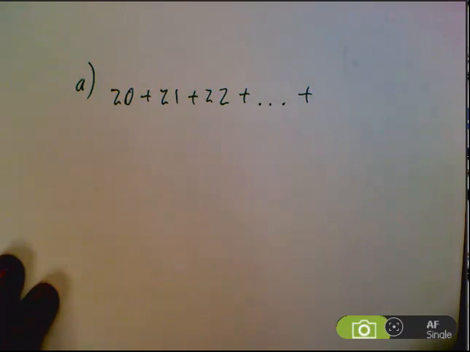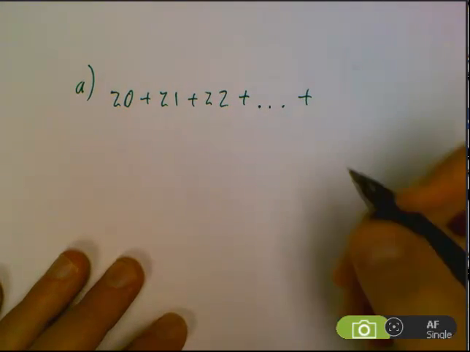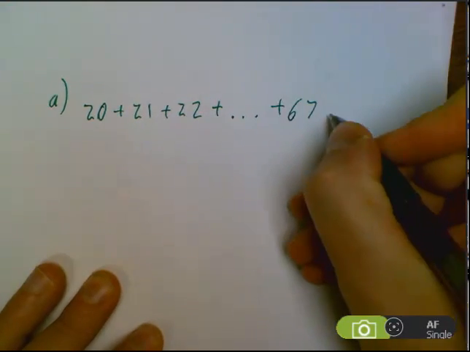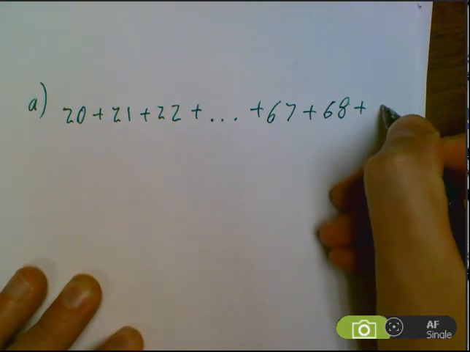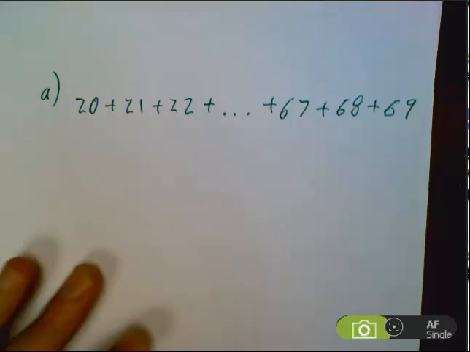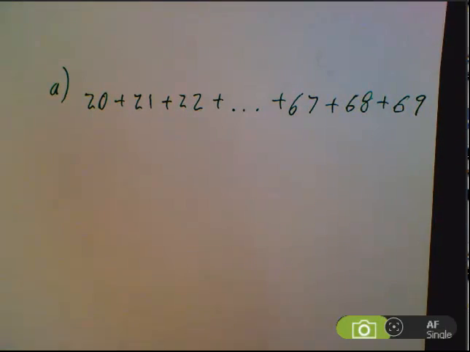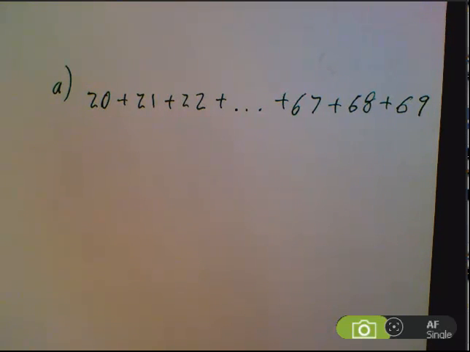Since there are 50 rows and we start at 20, that would go up to 67 plus 68 plus 69. So 69 is going to be the last row, because 20 is the first row, and altogether that makes 50 rows. So that's the way to do it additively. But now, how can we do this a different way?